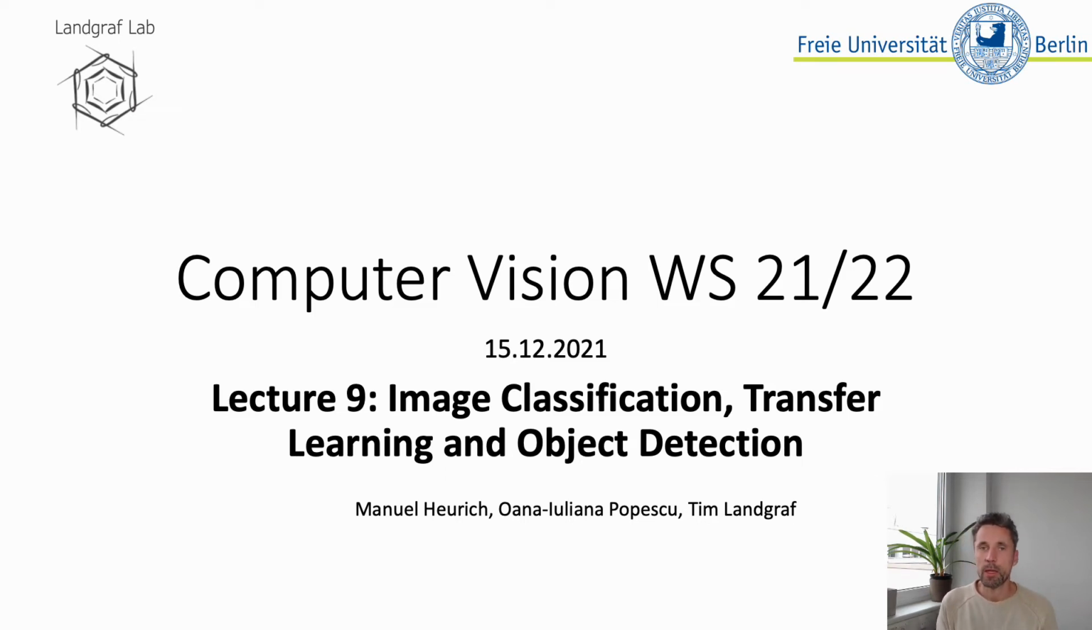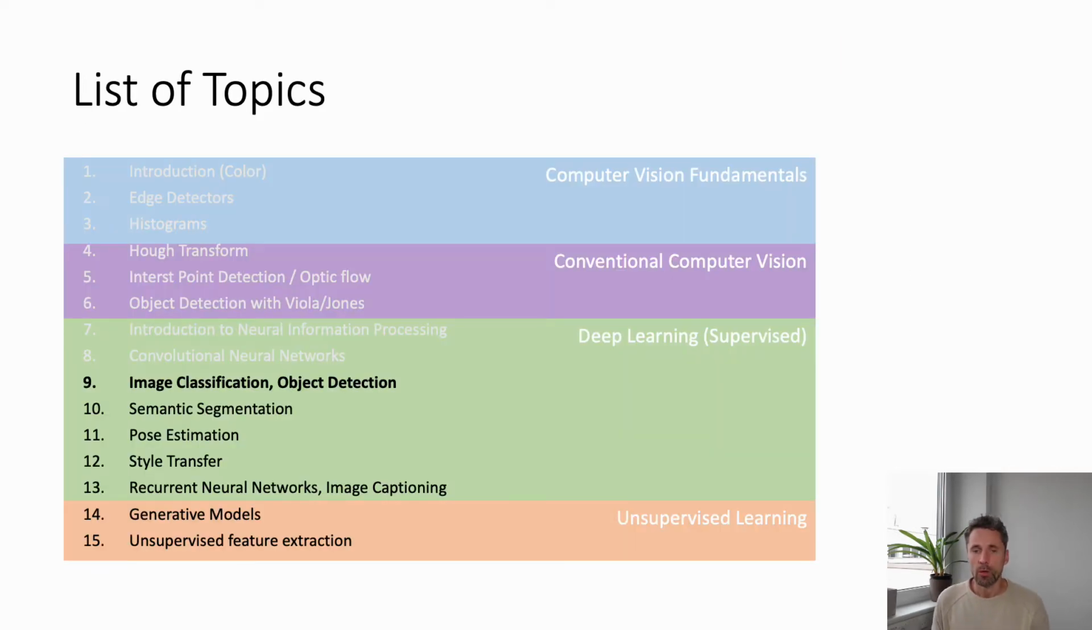Welcome everyone. This is lecture number 9. Today we're going to show you architectures that you can use for image classification. We'll introduce you to the concept of transfer learning and look at famous networks for object detection. The course has already progressed into the deep learning section. There are 4 more lectures coming up in the supervised subfield, and 2 more in the unsupervised section.